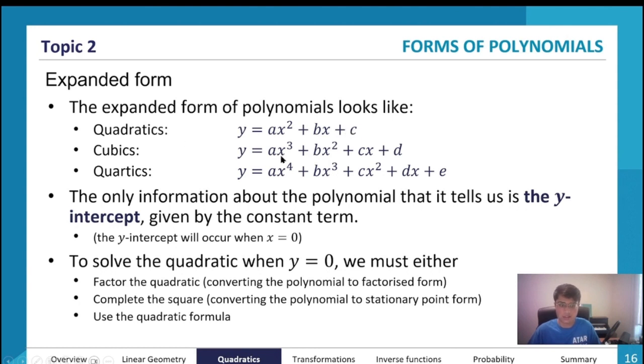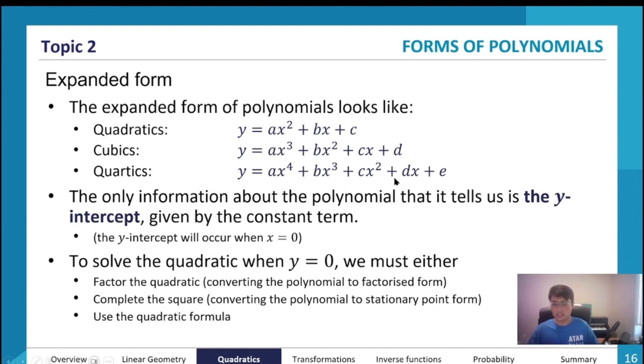Same thing with cubics. If we substitute in x equals 0, all of these terms here will reduce to 0, and we'll just end up with y equals d. So that's our y-intercept. Same thing with quartics. So always remember, the expanded form tells us the y-intercept at face value.